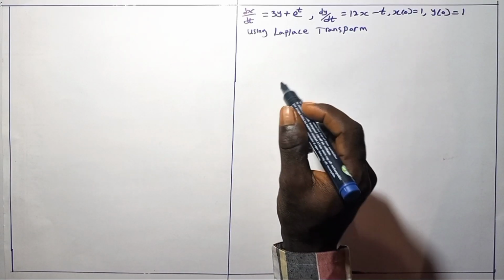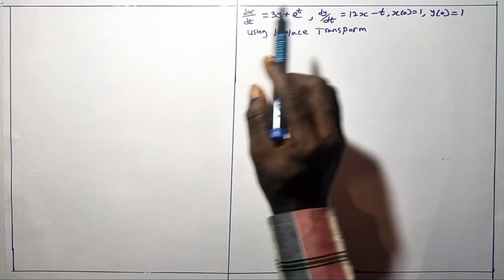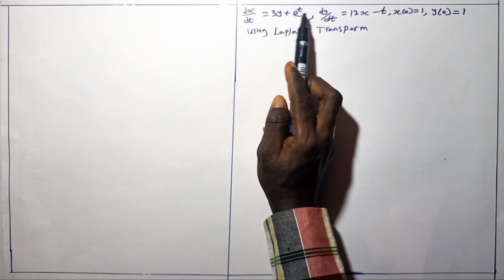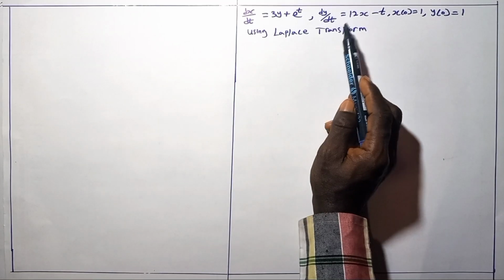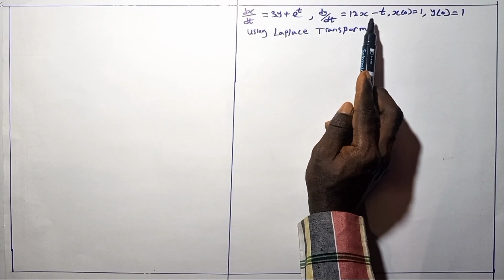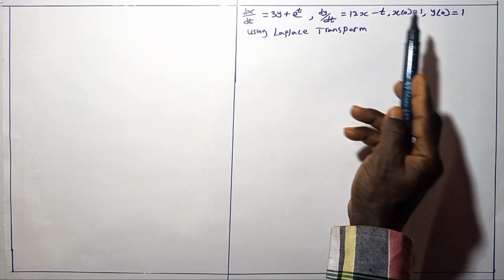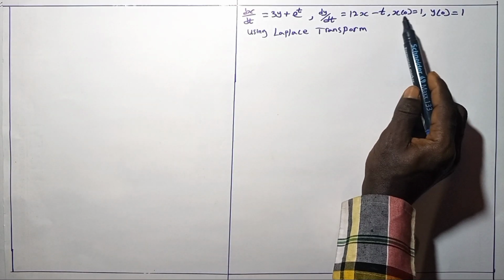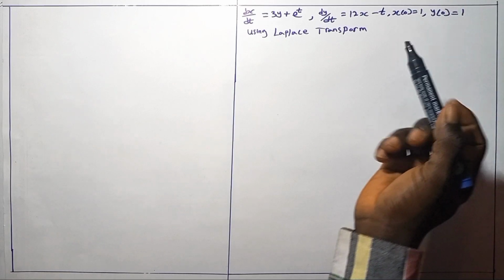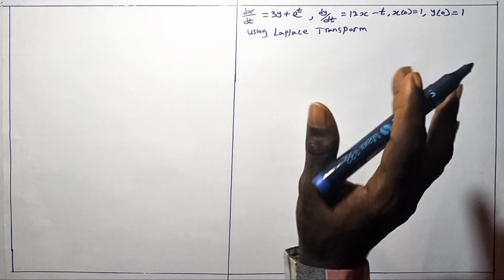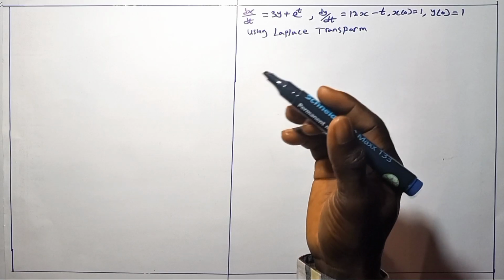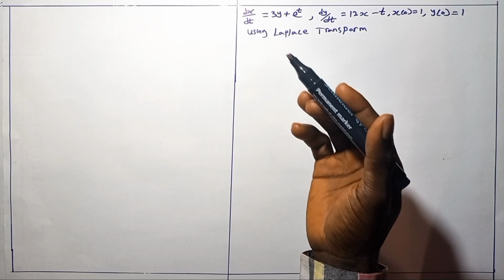So now let's start. As you can see, we're given dx/dt equals 3y plus e^t. Then the second equation is dy/dt equals 12x minus t. And then we're given some initial values, which is x(0) equals 1, then y(0) equals 1. So to solve this, we need some basic principles and some basic knowledge.